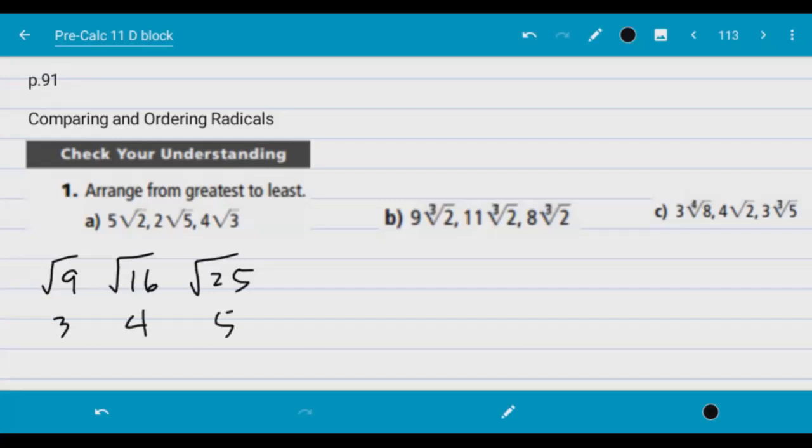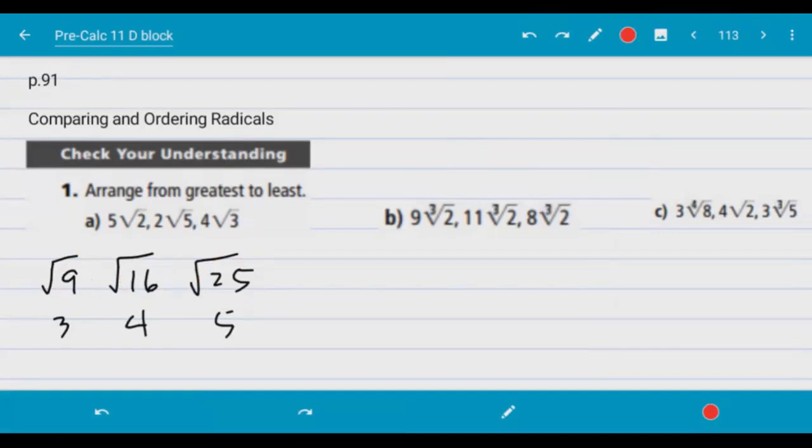Now, guys, do you think it makes sense to say that whatever is the number inside the radical, provided that the indices are the same, you can very well tell which one is bigger? So in this case, root of 9, root of 16, root of 25, you know that the root of 9 is smallest, root of 25 is biggest because all of them have the same roots.